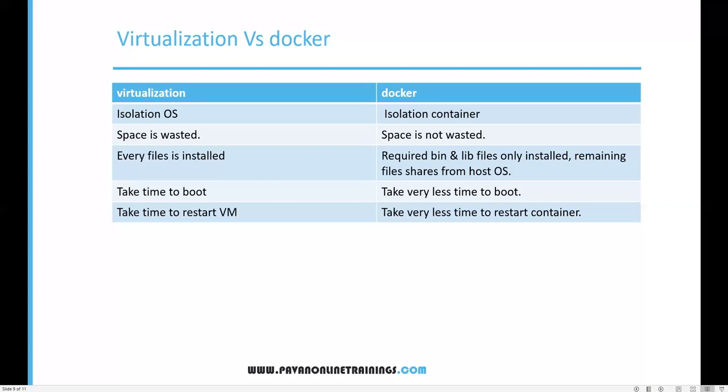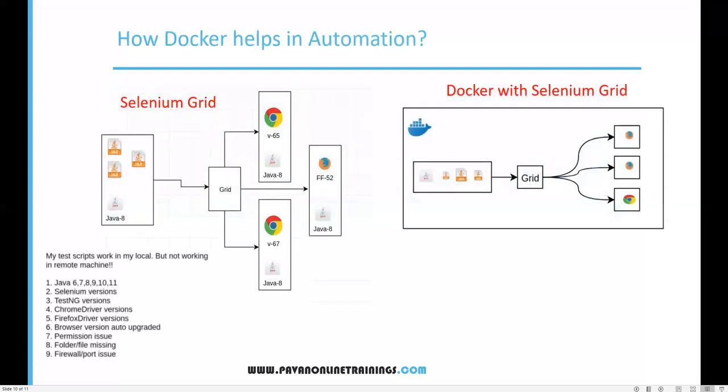So with this, we have understood exactly what Docker is, what a container is, what a Docker image is, and Docker Hub. Now, finally, we will see exactly where Docker helps in automation. Let us see this particular scenario. I have a number of test cases. I want to certify those test cases on multiple operating systems and on multiple browsers.